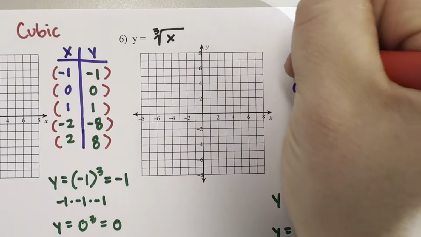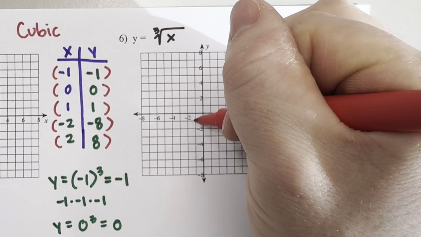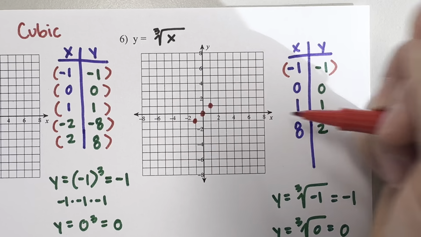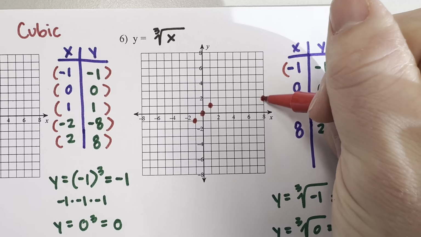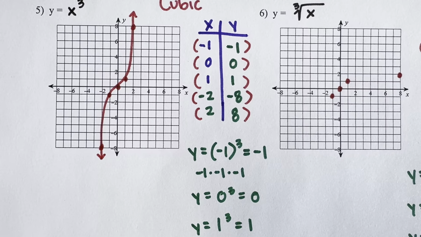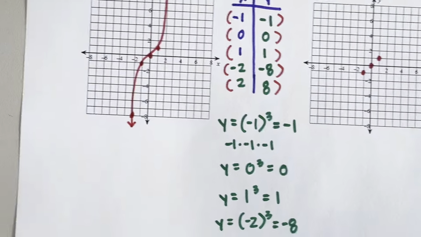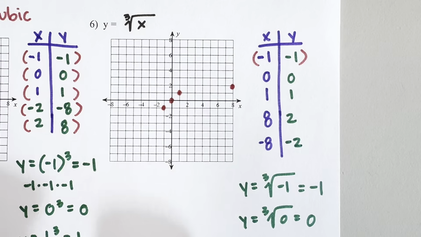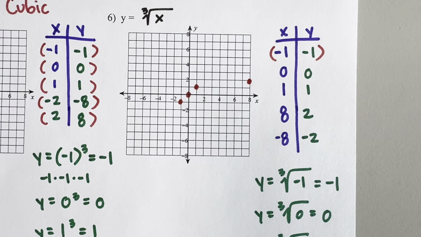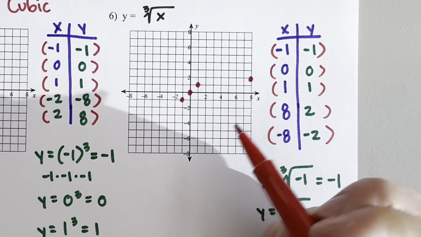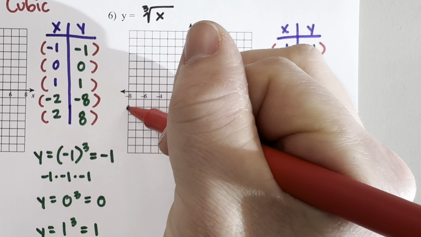Okay, so I have my coordinate points here. (-1, -1) right there. (0, 0), (1, 1). But this time my x is 8 and my y is 2. And if I were to do the other -1, well that means my x would become -8 right there, just to give us another point. My y would be -2. So if I were to plug in that -8, I would get out that -2. And these became our coordinate points. I'm just going to finish putting the parentheses around them. So my last coordinate point would be -8 for my x, -2 for my y.